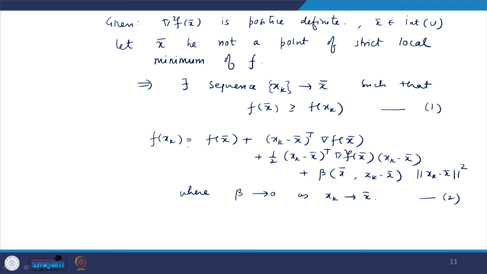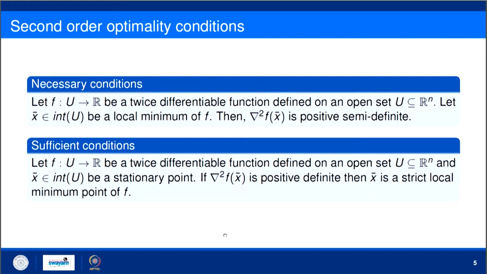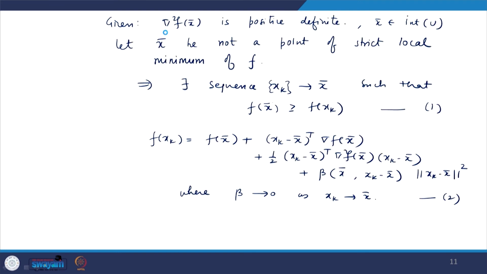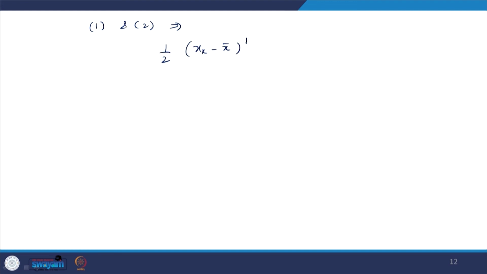Now, f x k minus f x bar is less than or equal to 0, from 1. f x k minus f x bar is less than or equal to 0. So, from 1 and 2 what we obtain? Also, for the statement, it is a stationary point. A stationary point means gradient of f at x bar equal to 0. So, this gradient term is 0 and f x k minus f x bar is less than or equal to 0. So, from 1 and 2 we obtain that this quantity is less than or equal to 0: 1 by 2 x k minus x bar whole transpose gradient square of f x bar x k minus x bar plus beta x bar x k minus x bar norm of x k minus x bar whole square is greater than or equal to 0.